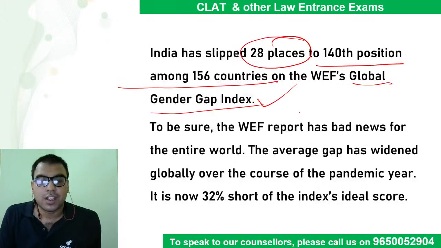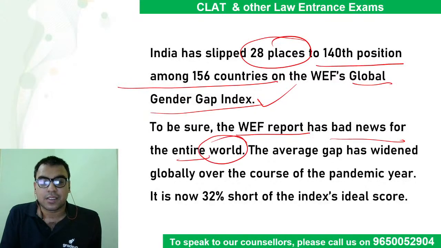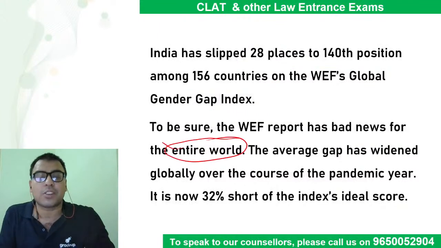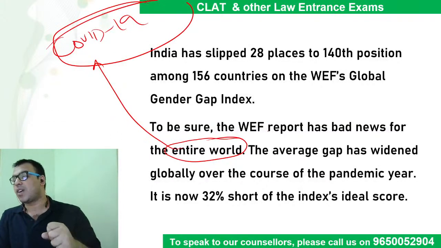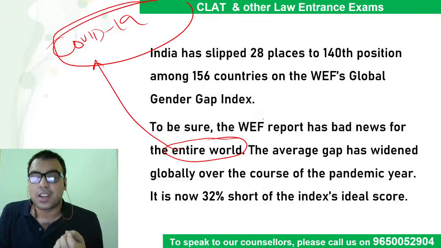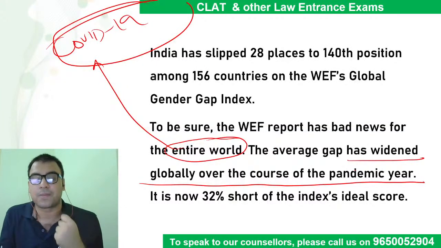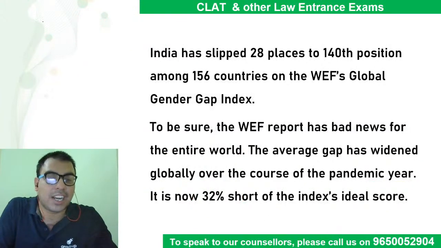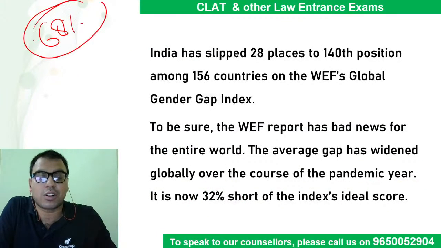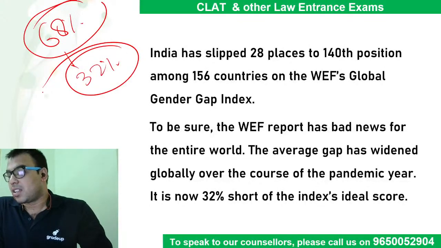Now, to be sure, the WEF report has bad news for the entire world. It is saying that for the entire world, because of COVID-19. There can be other reasons, but the main reason why gender inequality has increased is this COVID-19. The average gap has widened globally over the course of the pandemic. It is now 32% short of the index ideal score. We have seen that the total score of the world is 68%. So we are 32% away from achieving gender equality.